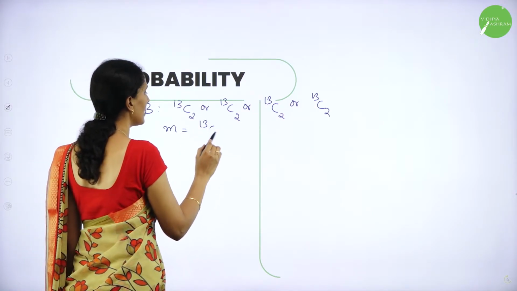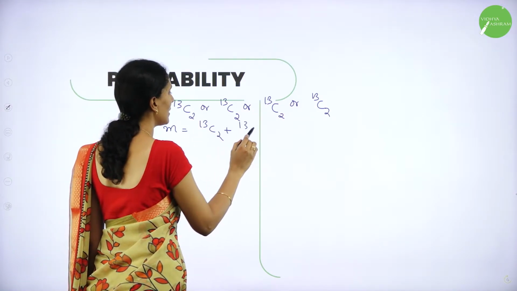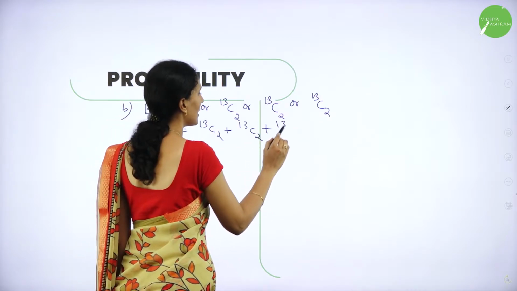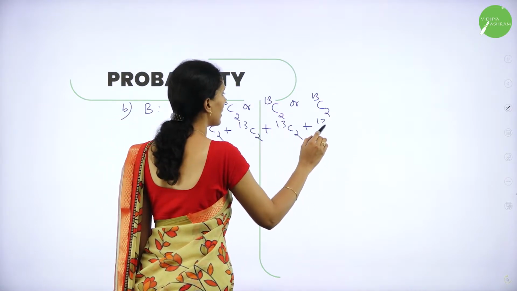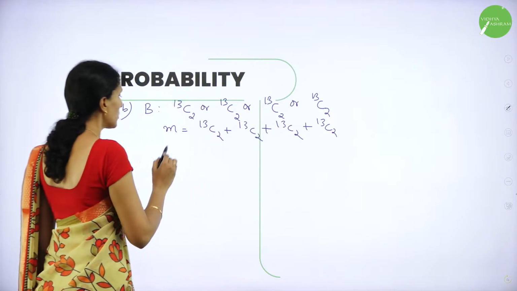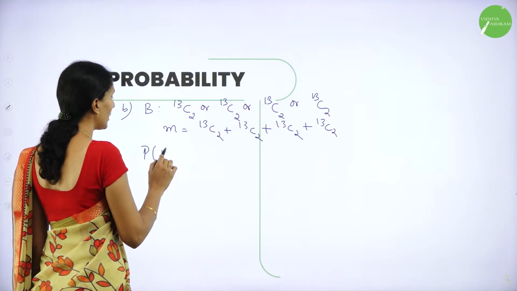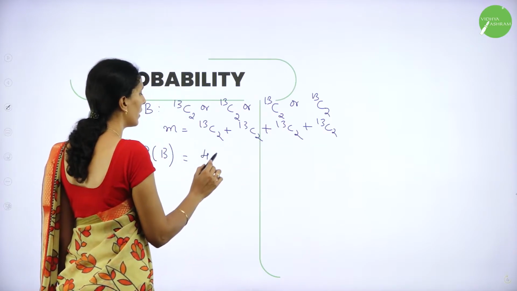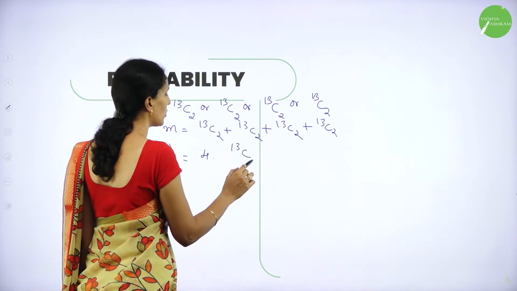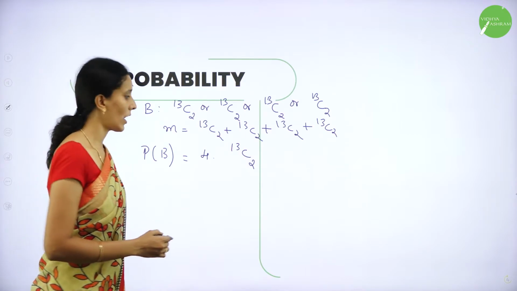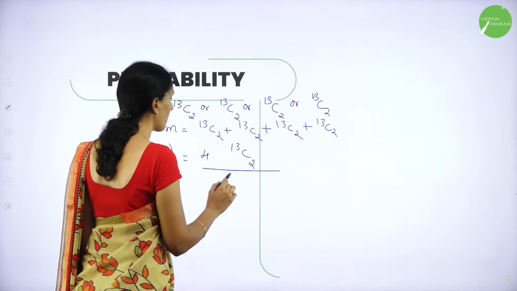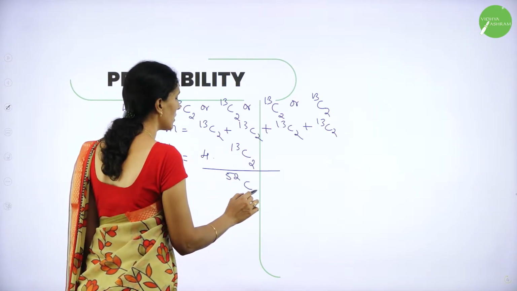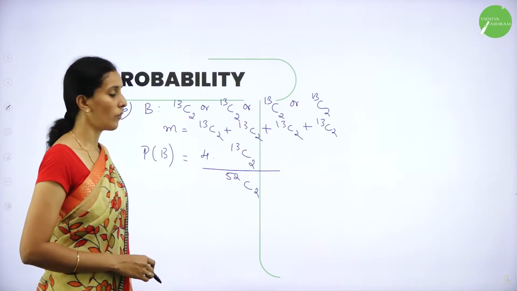M is 13C2 plus 13C2 plus 13C2 plus 13C2. So therefore, what is my probability of B? Here you can write this as 4 into 13C2. How many times is it repeated? 4 times. So divided by 52C2, which is the total number of outcomes.